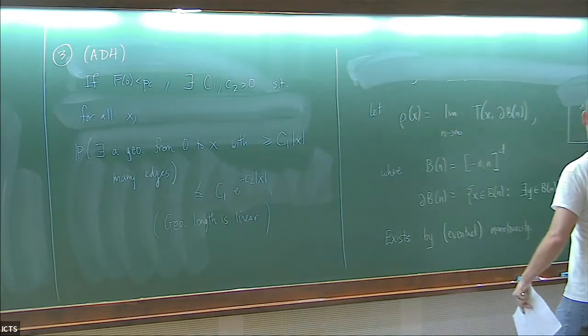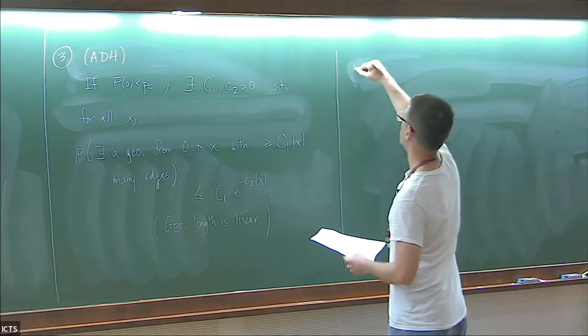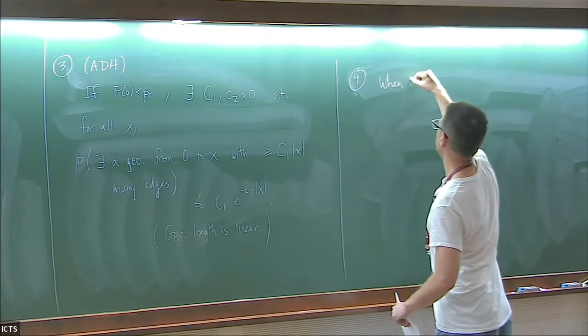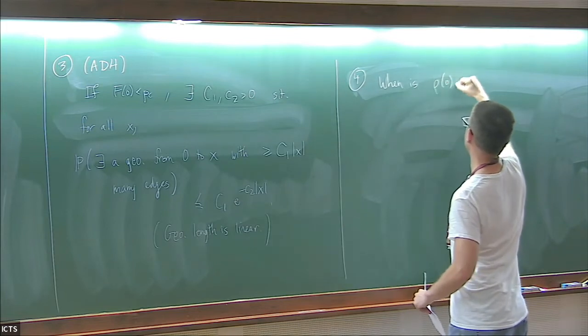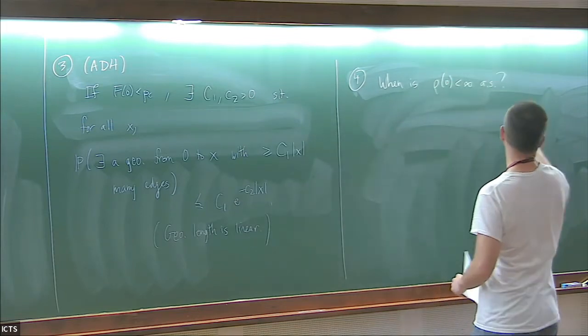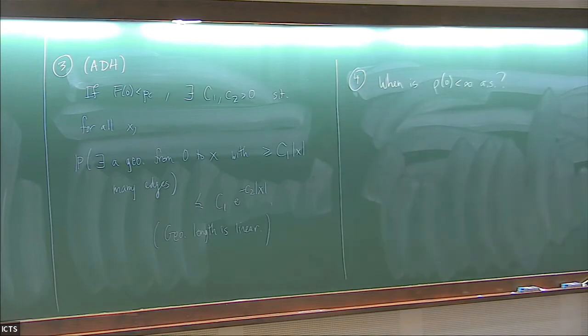Okay, last remark about this. This would be remark 4. So when is rho 0 finite almost surely? So is there a condition that tells you, given the distribution, if rho 0 is finite, or infinite? Well, number 2 here says that if F(0) is less than p_c, then rho 0 is infinite, and therefore rho x is infinite for every x. But that's just a sufficient condition. Is there a necessary condition as well?